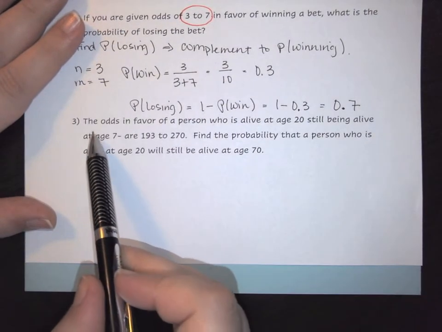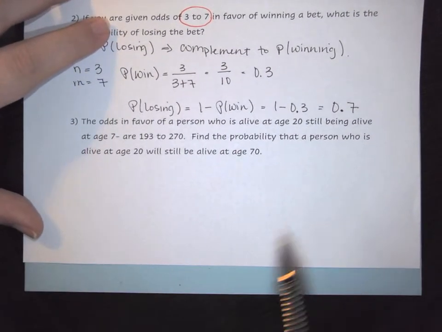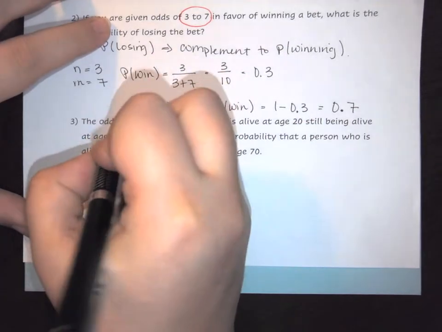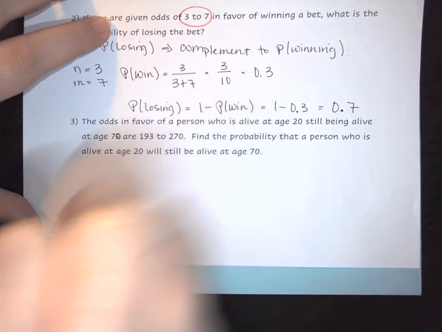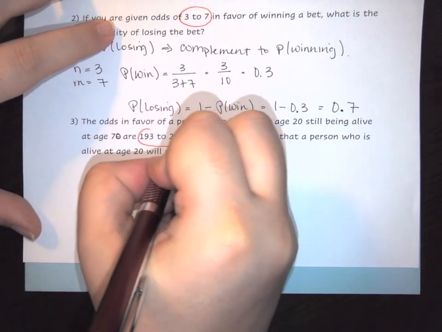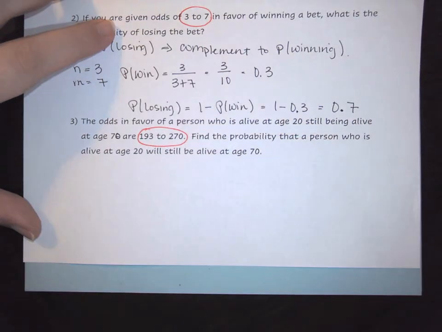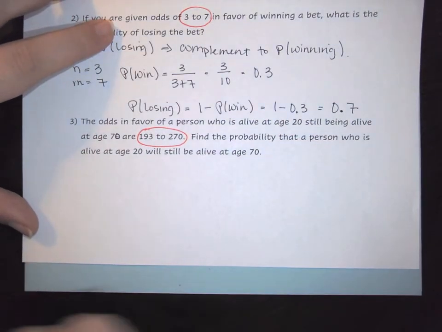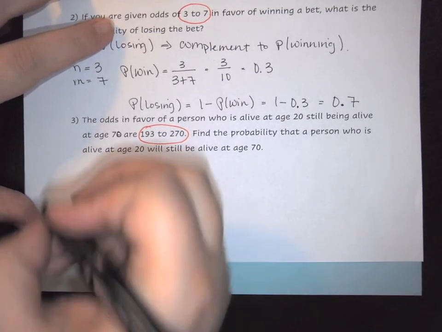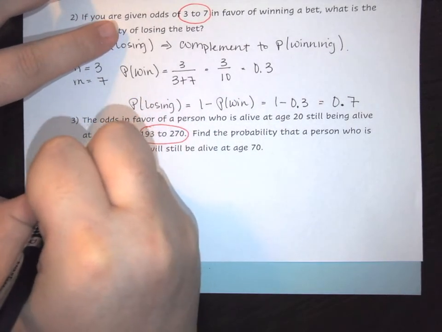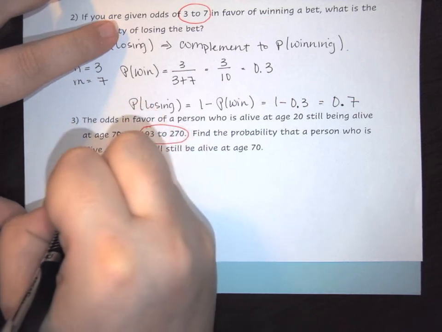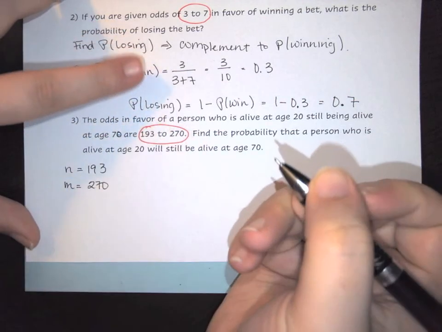Alright, now last, I have the odds in favor of a person who is alive at age 20 still being alive at age 70: 193 to 270. So there's our odds. Find the probability that a person who is alive at age 20 will still be alive at age 70. So first, my n is going to be 193. My m is going to be 270.